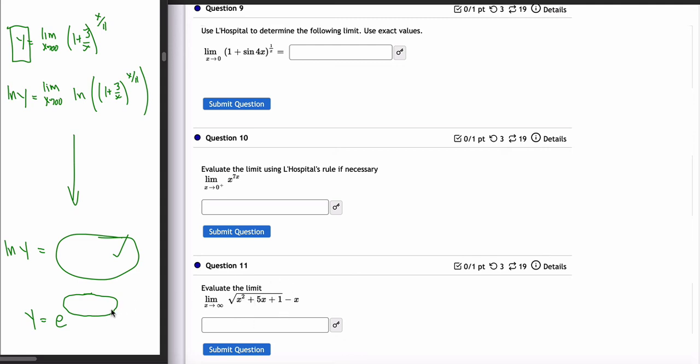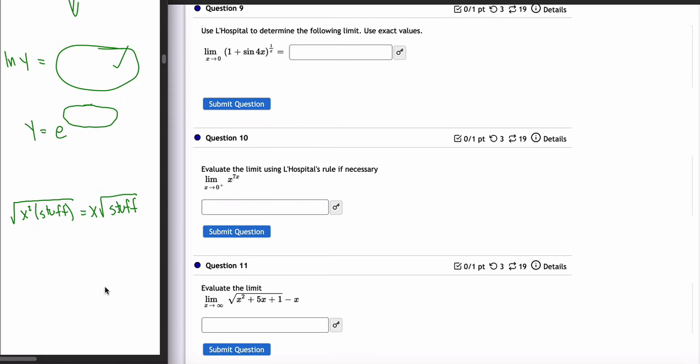The hint that I want to give you is this, that the square root of x squared times a bunch of stuff is the same as x times the square root of a whole bunch of stuff. You can take this x squared that's underneath the radical and move it outside of the radical if you take its square root. And you're like, whoa, wait, what? Why would you do all this? Why would you think to do all this?